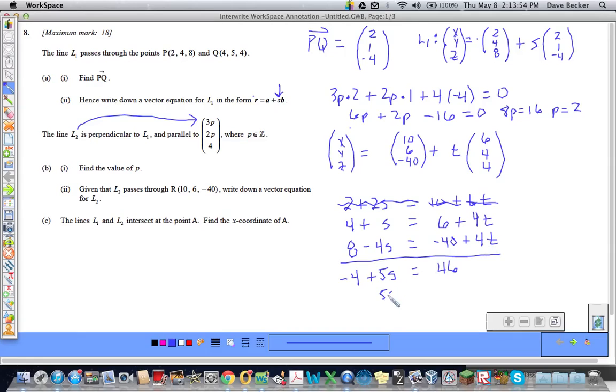So 5s is going to be equal to 50, which means s is equal to 10. And all I need is the x coordinate. Well, with s, x equals 2 plus 2s equals 2 plus 2 times 10, which is equal to 22. Done.